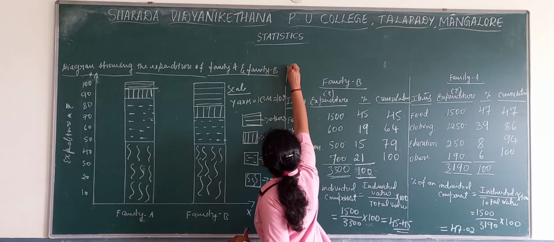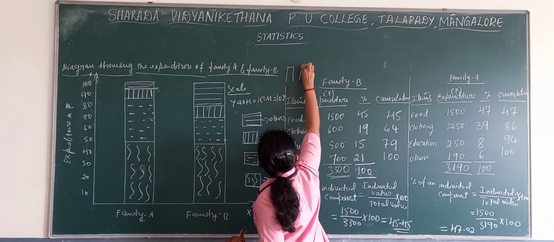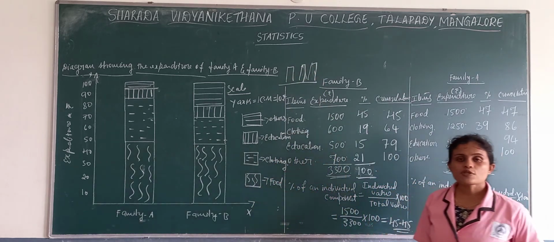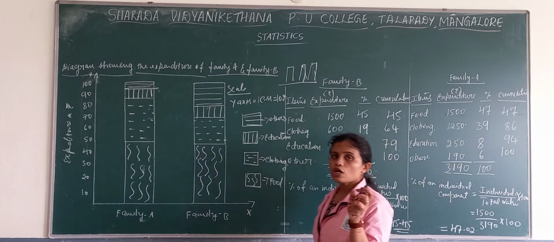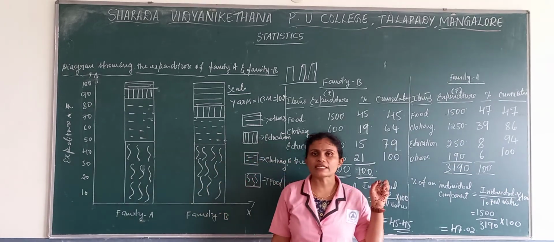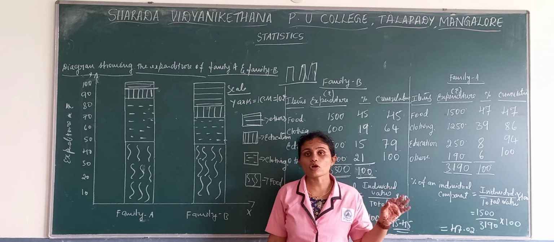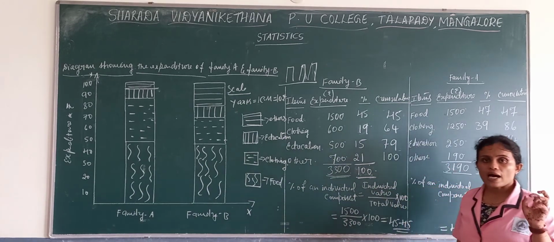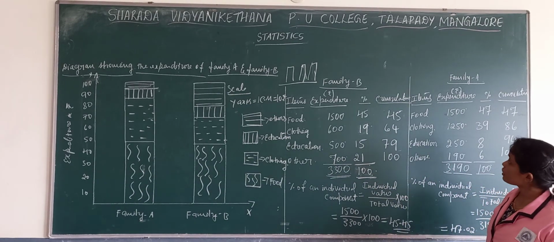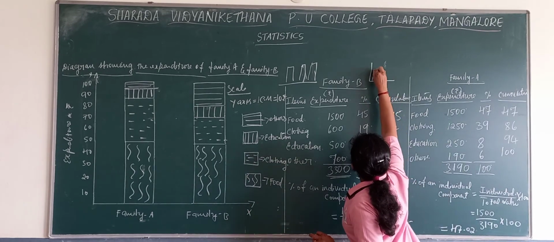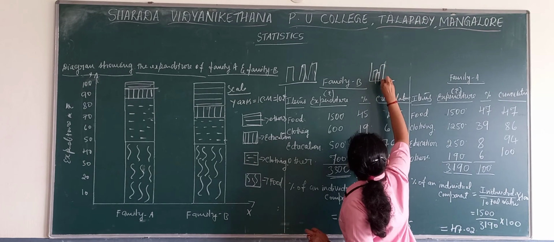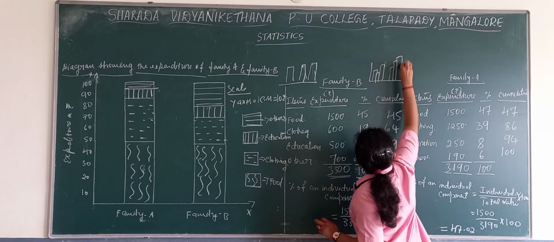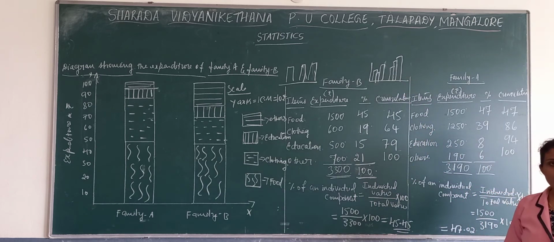This is the simple bar diagram. Then comes the multiple bar diagram. We use it to represent sets of interlinked data. The adjacent rectangular bars are drawn as a set. This is one set. This is a multiple bar diagram.